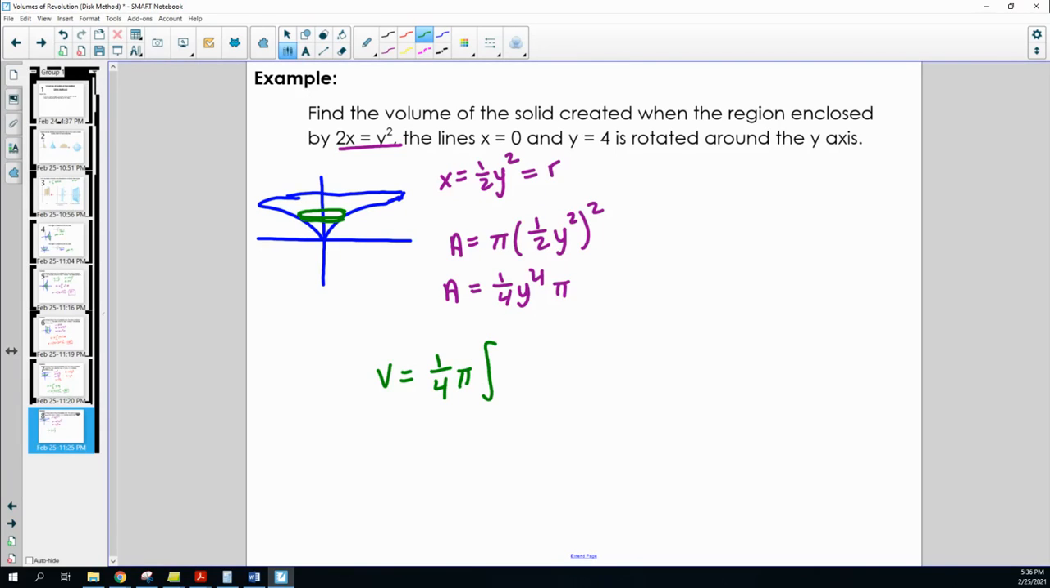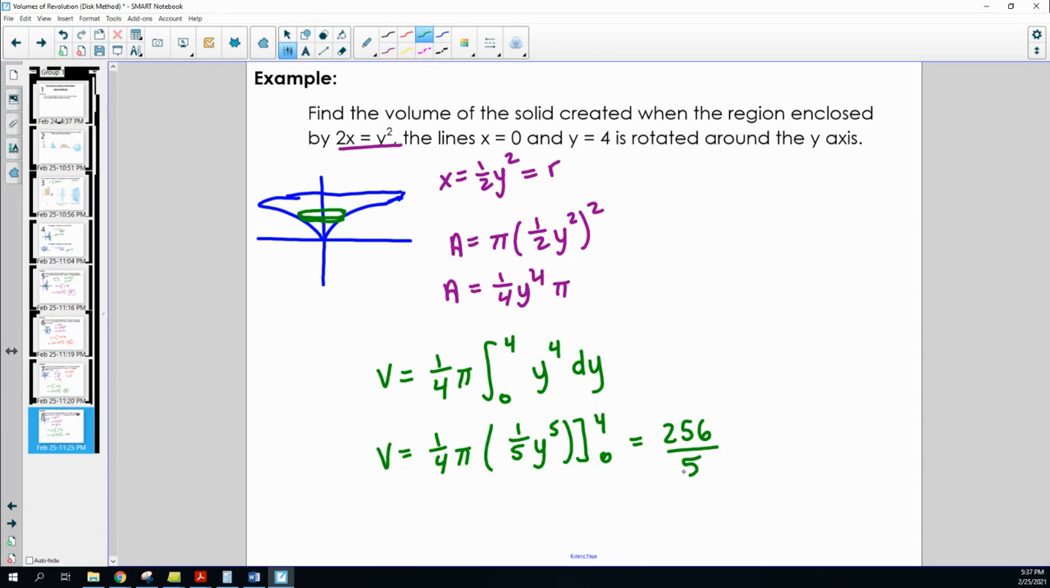Because we're doing this in terms of y, we're going to have the lowest y as my lowest limit of integration, so that's going to be 0. Highest y value is my upper limit of integration, that's 4. And then we have y to the 4th dy. So we're going to take the antiderivative, so I will keep that 1/4 pi on the outside. The antiderivative of y to the 4th is going to be 1/5 y to the 5th. And I'm going to plug in 4 and 0 and then subtract them. If I do this properly, I should end up with 256/5 pi.